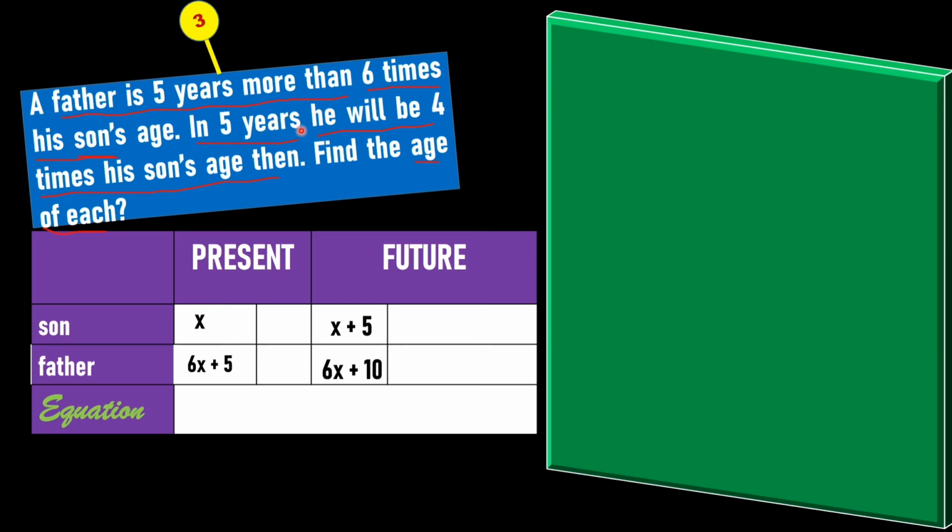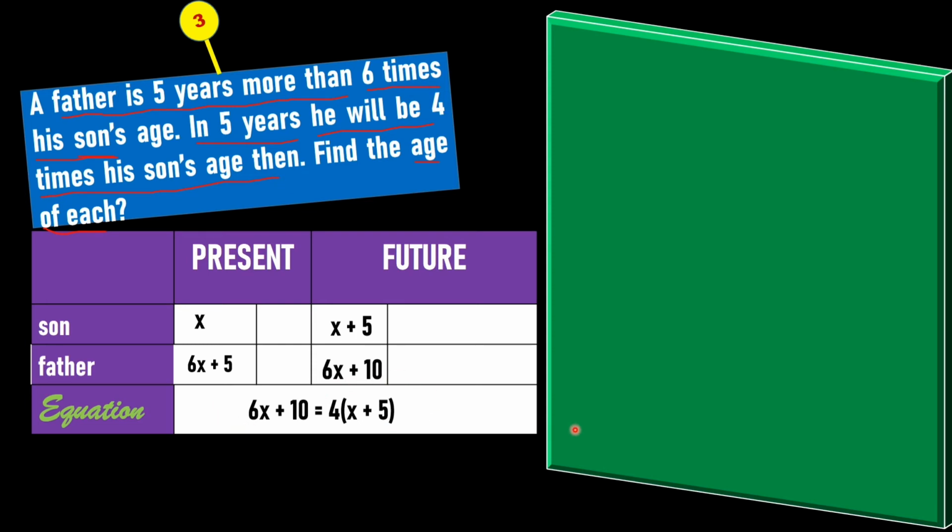So in 5 years, he will be 4 times his son's age. So ito yung bali equation nila. In 5 years, sino si he? Si father. Ito yung equation ni father. He will be is equals 4 times his son's age. Asan si son's age? Ito, x plus 5. Kaya ito siya. So, ito na bali ang kanilang equation.